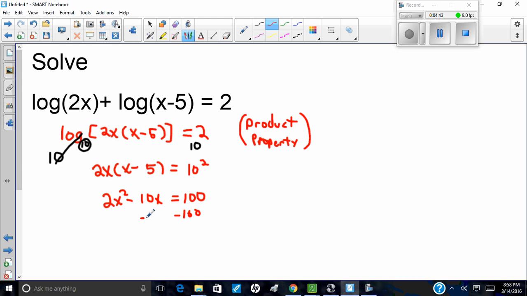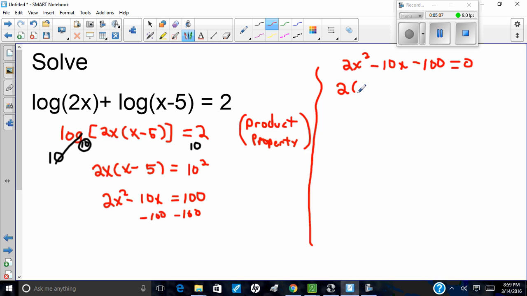Minus 100, minus 100. I'm going to go up here. I get 2x squared minus 10x minus 100 is equal to 0. So I'm attempting factoring and the zero product property. First thing I notice, they have a common factor of 2. So I'm going to factor out the 2.